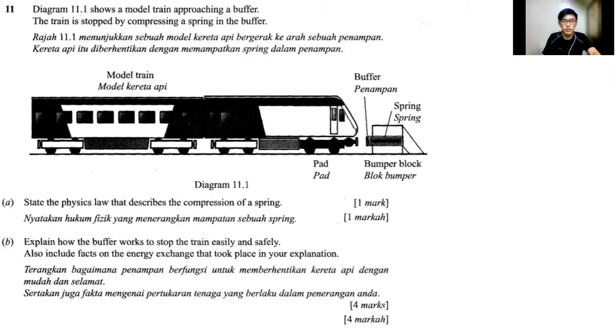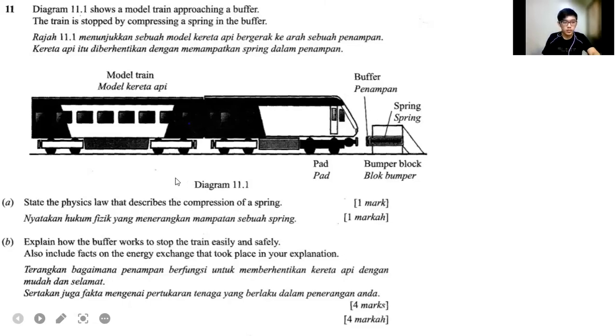So today we are going to start with physics on the topic of force. Diagram 11.1 shows a model train approaching a buffer. The train is stopped by compressing a spring on the buffer. As you can observe here, this buffer is a safety tool used in train stations. When the train wants to stop, it will compress the spring on the buffer, and then the buffer will move along with the train. After that, the train can be stopped.